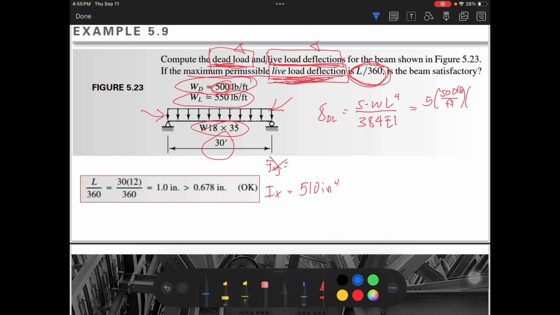Ang gusto natin makancel is feet, so ilagay natin sa taas dito: 1 foot is equal to 12 inches. Magka-cancel na yung feet, matitira si inches. And then, next, si length na. Yung length natin, 30 feet. Kailangan din natin itong i-convert.